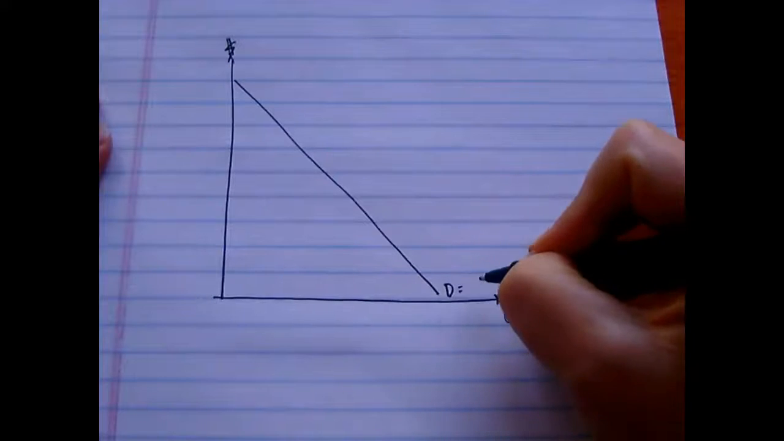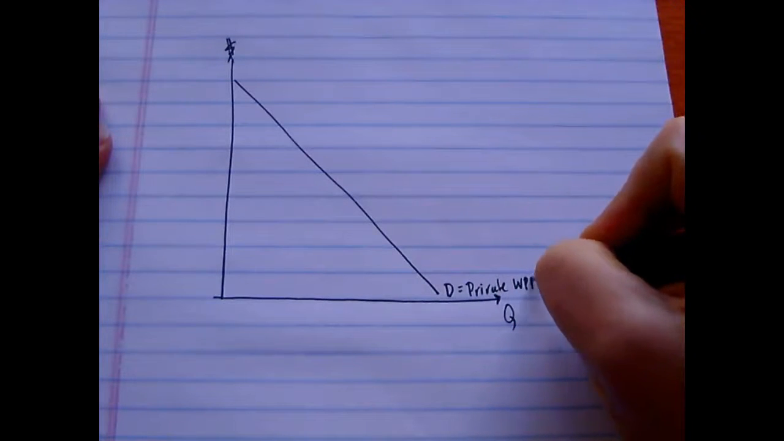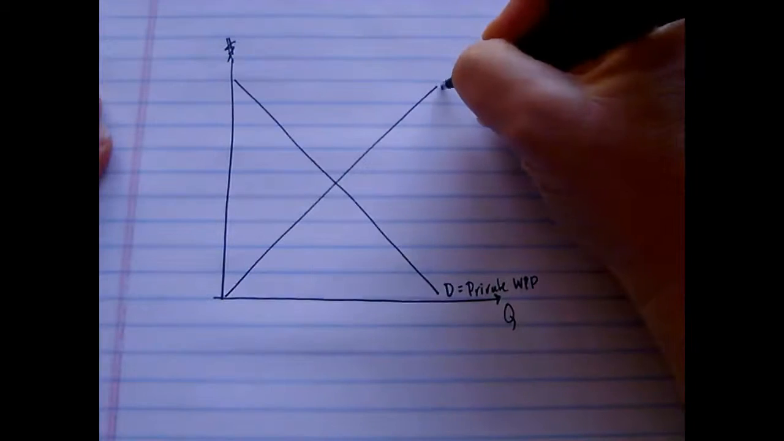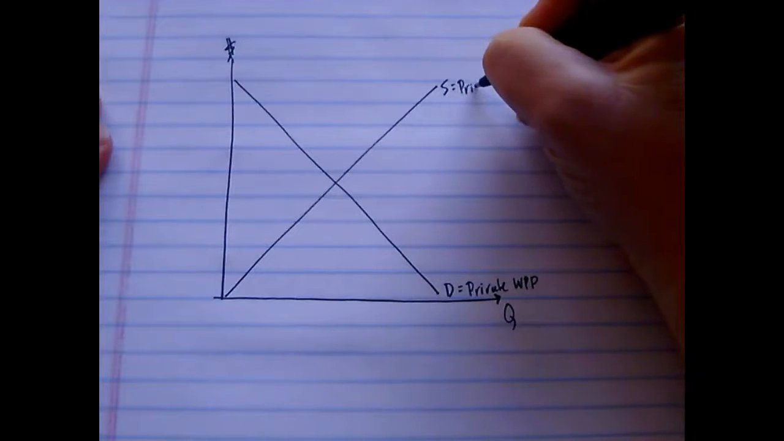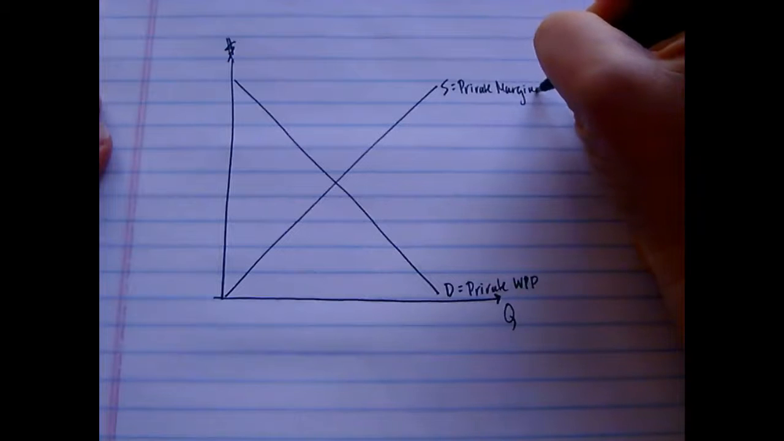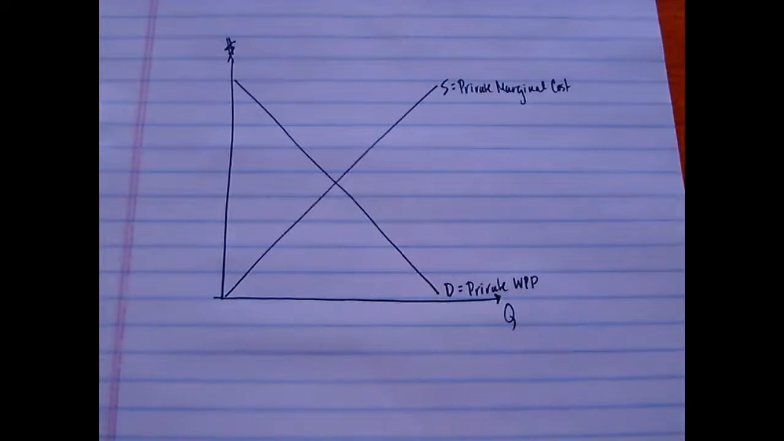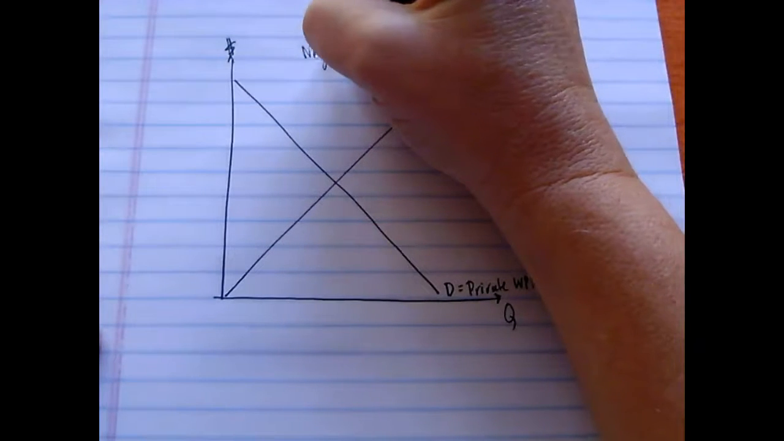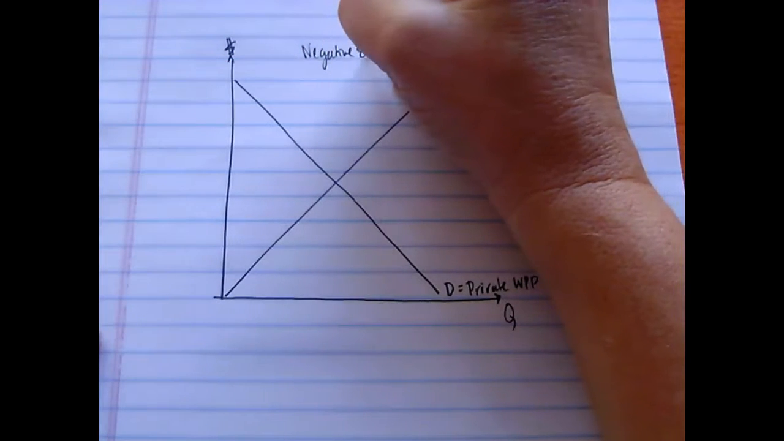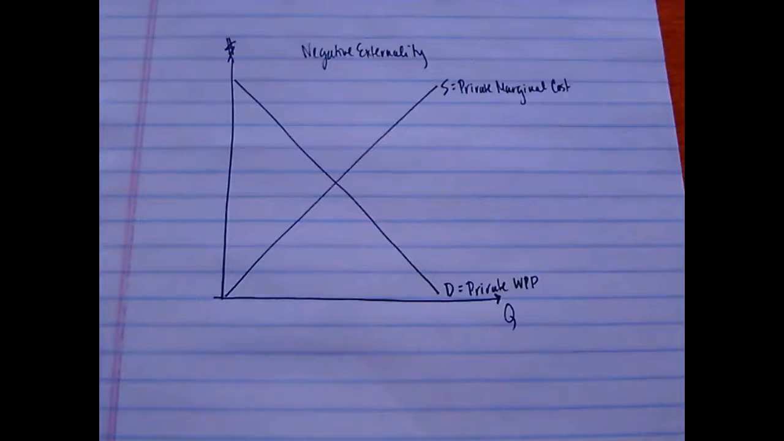Okay, so as always, we start with our supply and demand curve. Remember that the demand curve shows us private willingness to pay, and the supply curve shows us private marginal costs. So we'll start out with showing a negative externality. Remember, a negative externality is a situation where there is some sort of external cost that's borne by a third party, not someone who's involved in the trade.